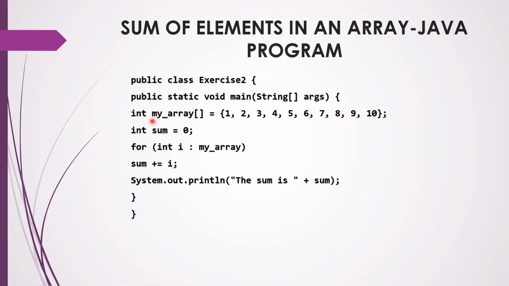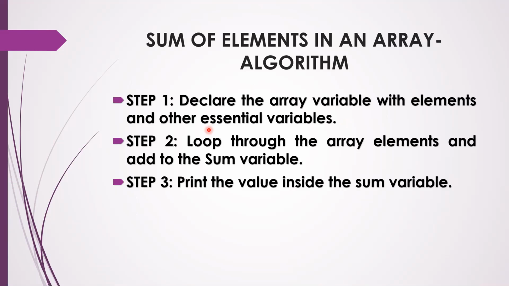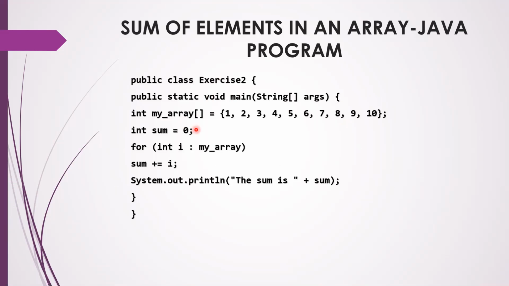And then you have the array. Step 1 is what? Declare the array variable. So you're declaring the array variable. Here, instead of getting it from the user, I've declared the elements inside the array itself. The main criteria to declare the array variable is you should have the type first, followed by the array name. The array name is my_array, followed by the square brackets. And then you have to give the elements in it. So I have given 1 to 10. Initially, I'm initializing the sum variable to 0.